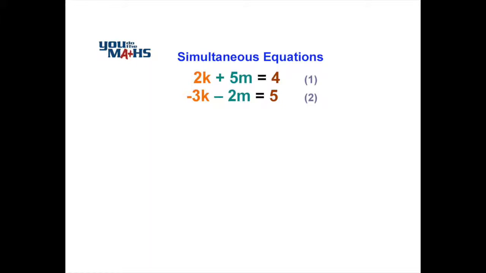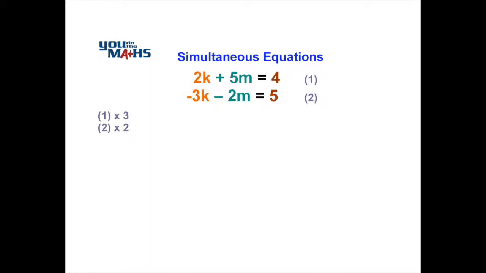We can't add or subtract the equations at this stage, so we need to look at changing the equations so we can do that. Let's consider first of all the k values. If we multiply the first equation by 3 and the second equation by 2, the coefficients for the k values should become easier to work with. Let's have a look at it equation by equation.